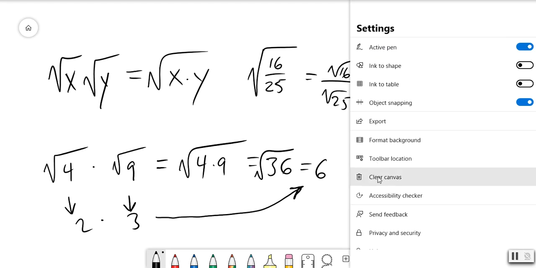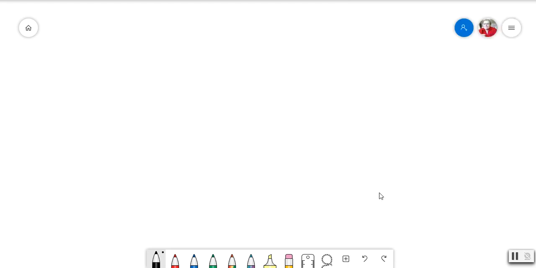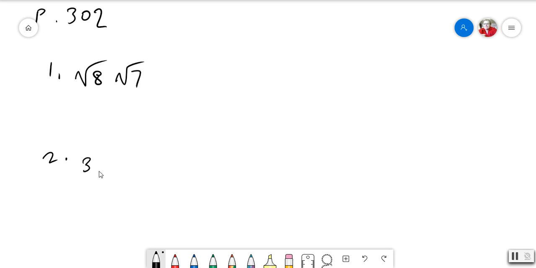So let's look at page 302. And let's do a couple examples. Number 1, root 8 times root 7. Number 2, 3 root 5 times root 6.